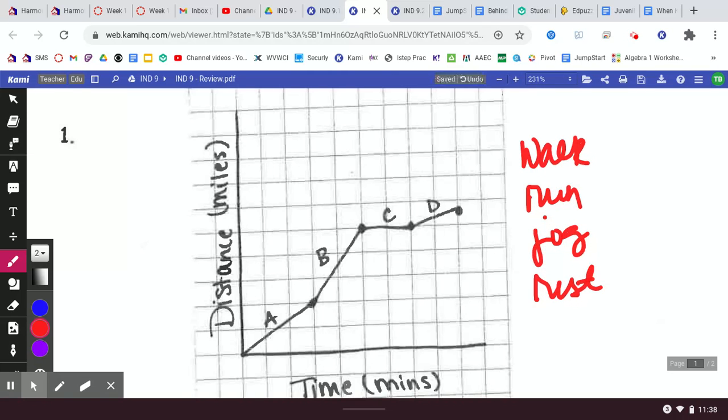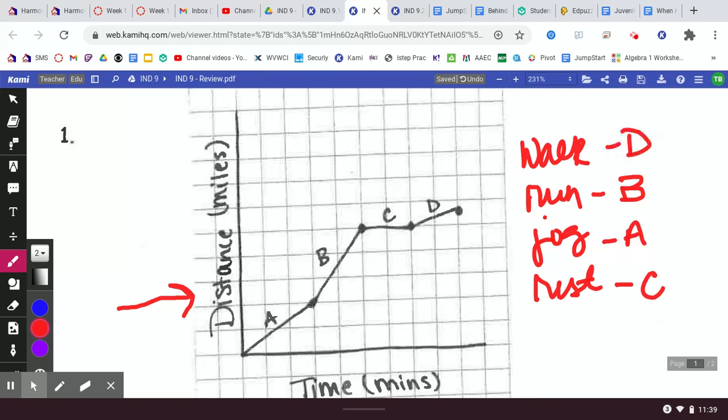So let's do the rest and the run first, because I think those will be the 2 easiest. In this graph, which section is resting, keeping in mind that it's a distance, not a speed? C. That's the first easy one. C is definitely resting because it's flat. Where would you say would be the run, because that's the fastest? B. All right, so that leaves us A and D. You've got a walk and a jog. Obviously, a walk's a little bit slower than a jog, not as fast as a run. So between A and D, which would you say is the walk and jog? A is the jog, and D is the walk.